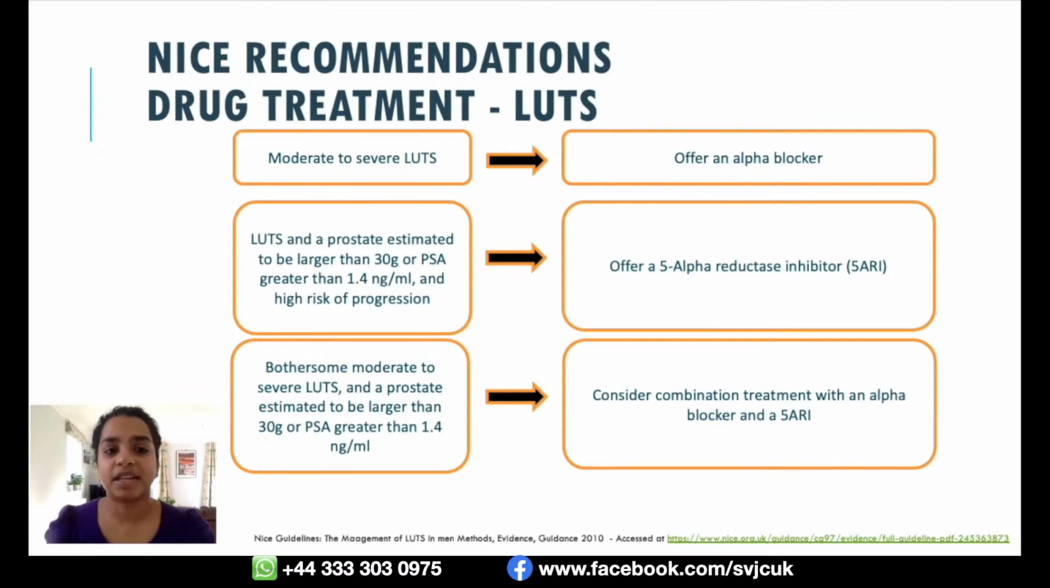For LUTS and a prostate volume estimated to be larger than 30 grams, or if the person has a PSA of 1.4, that suggests that they have a higher risk of progression. And for this situation, we would offer a 5-alpha reductase inhibitor. Some examples of that would include finasteride. For bothersome, moderate to severe LUTS, and for a prostate that's estimated to be larger than 30 grams, or if the PSA is greater than 1.4, we would offer a combination of the two, both an alpha blocker and a 5-alpha reductase inhibitor.